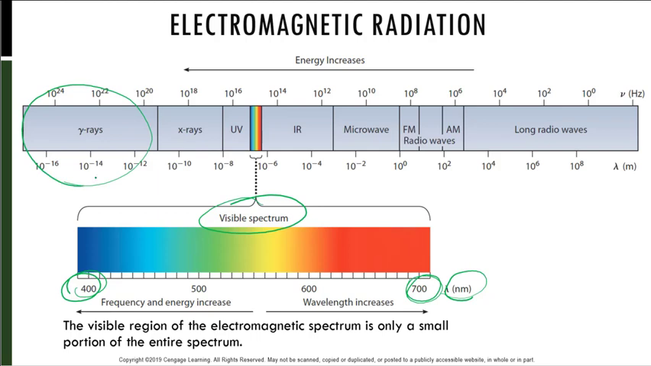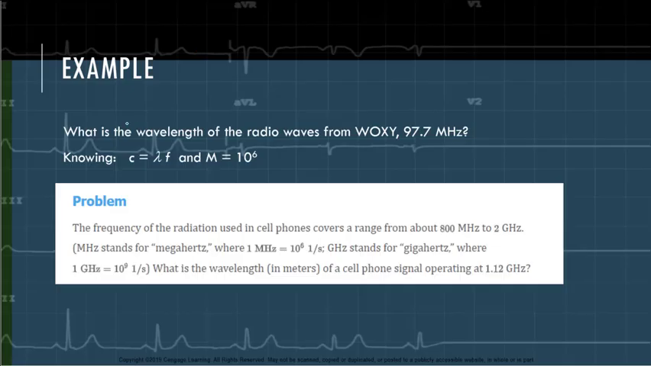Again, looking all the way from our gamma rays to our radio waves. Our radio waves are long wavelengths, low energy. And as I go to the left, the energy increases, which means the frequency of a wave increases and the wavelength decreases. Let's try calculating the wavelength of a radio wave from WOXY that has a frequency of 97.7 megahertz.